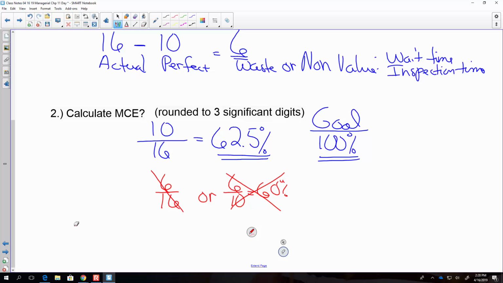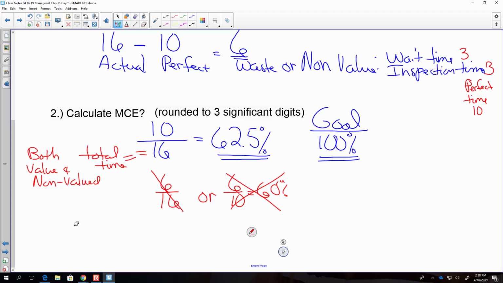Make sure you have the total time on the bottom. Both, right? Both value added and non-value added time. So on the test you might be given wait time was 3 minutes, inspection time was 3 minutes. The actual time to make a perfect one is 10 minutes. So I'm not going to give you 16 and so forth. So you got to be sure that you're going to take the 10 and divide it by the total time, which is 16. So try to be careful with this question.